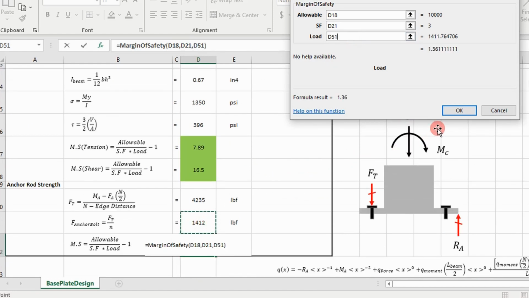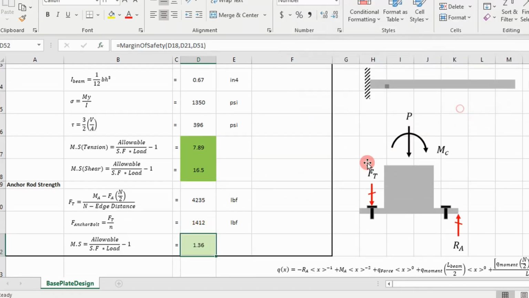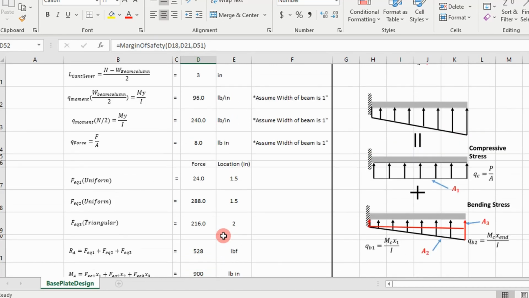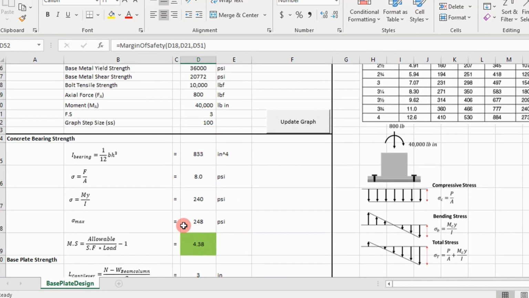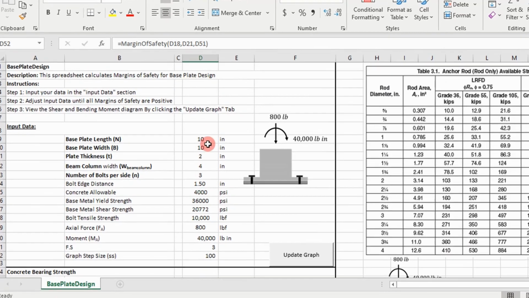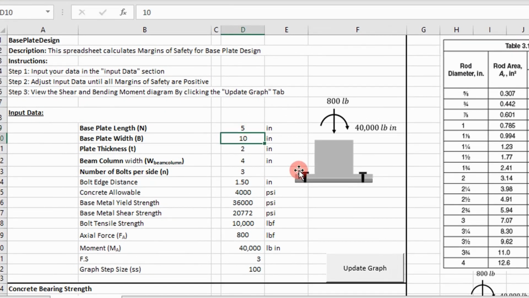So 1,400 pounds. I guess I said 1,500, but that's our margin of safety. So bang, we set up our spreadsheet. Now we can go toy with this and see how things react. If you look at this, our concrete bearing strength is 4.38. That means we have over designed this thing, so we can change our base plate area and see what we get. So let's change it to 5 by 5.